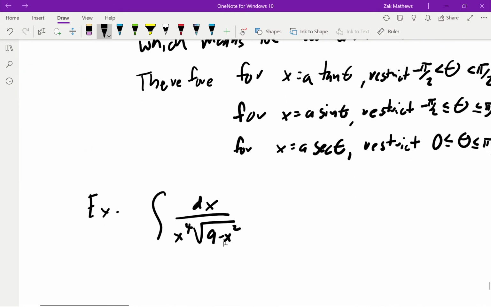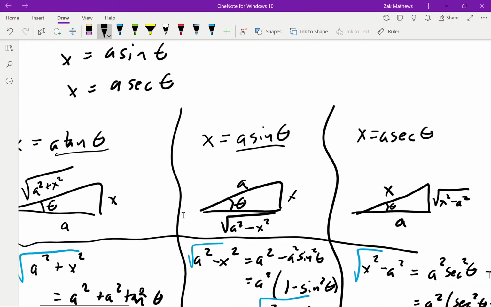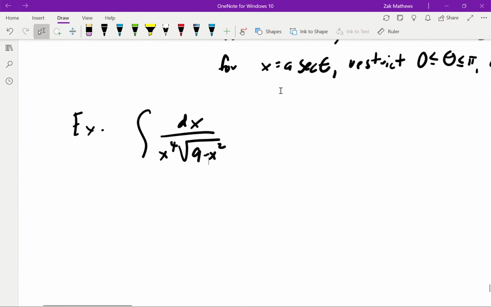9 minus x squared. The x squared is in the second position, we're subtracting it. So here we had a squared plus, that's not what we have. A squared minus that, that's it. And then here we had an x squared minus, so it's in the wrong order. We need the x squared to be in the second position. Again, comparing it to these, we needed the 9 minus x squared. So we need to be using the a sine theta. So we're going to let x equal a sine theta.